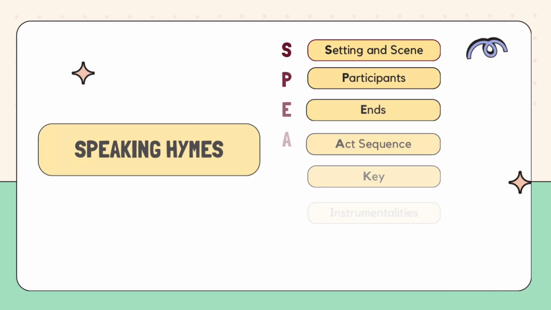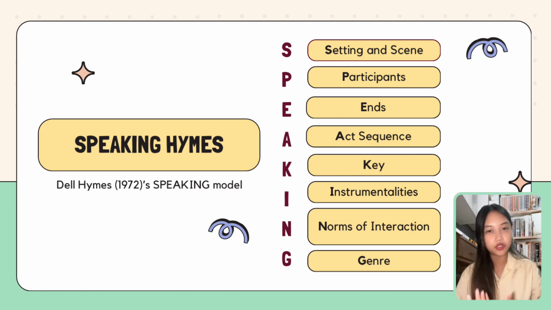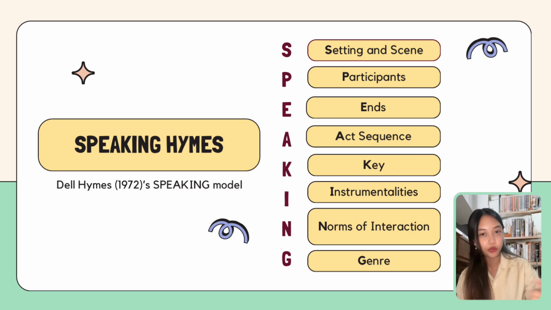So what do I mean by this? It's like an abbreviation for all the things needed in this model. Each letter represents a word that is part of the elements of the model. For instance, S refers to setting and scene, P for participants, E for ends, A for act sequence, K for key, I for instrumentalities, N for norms of interaction, and G for genre. Let's break down each of them.